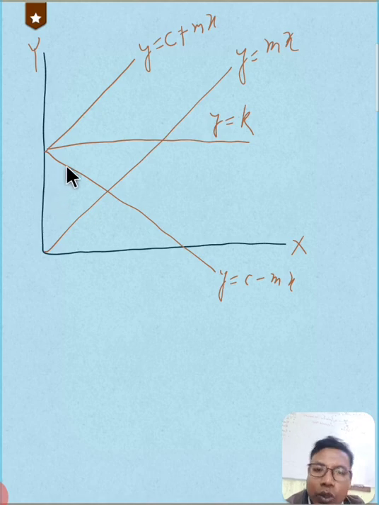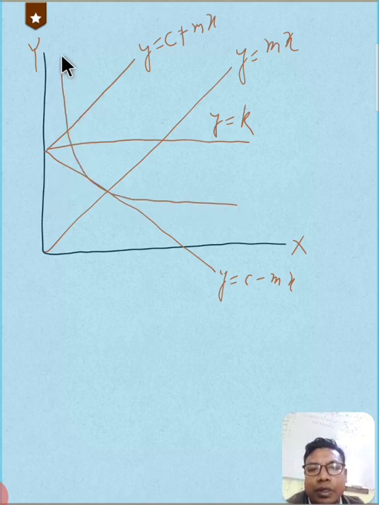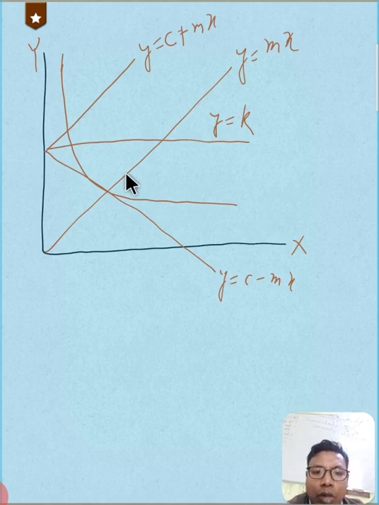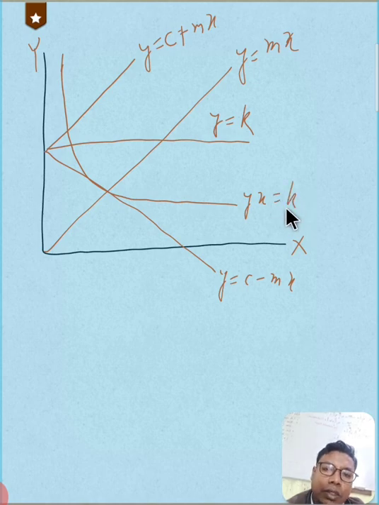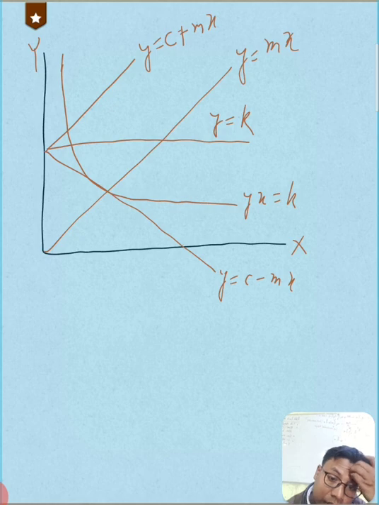I hope these are clear. And one more graph was there. This will be the graph. This is a rectangular hyperbola or hyperbola. This will be the graph for yx is equal to constant, okay? So let me give one example and try to draw its graph, okay?